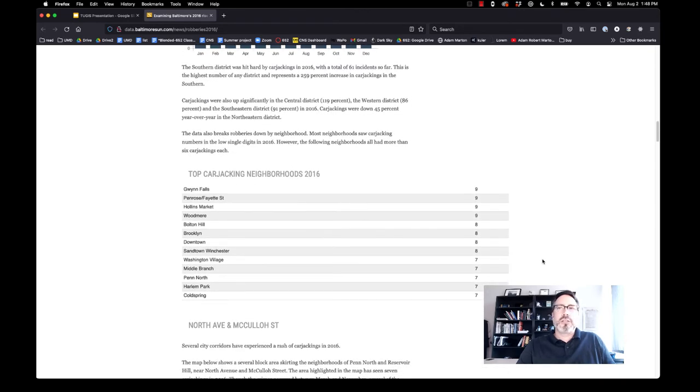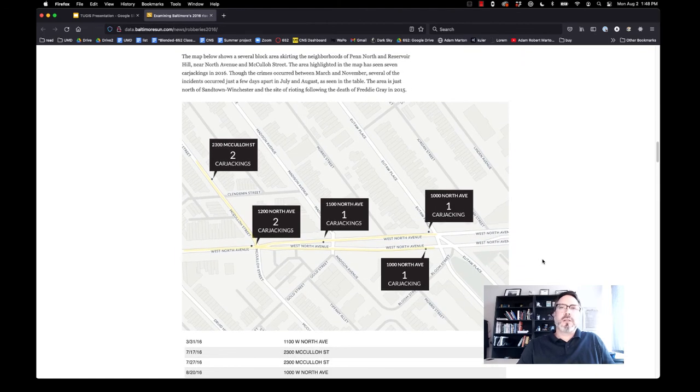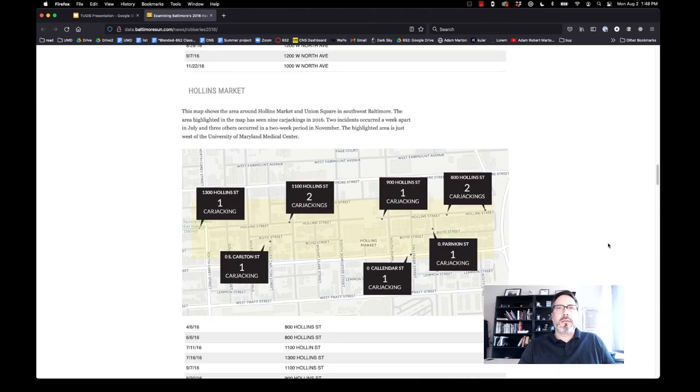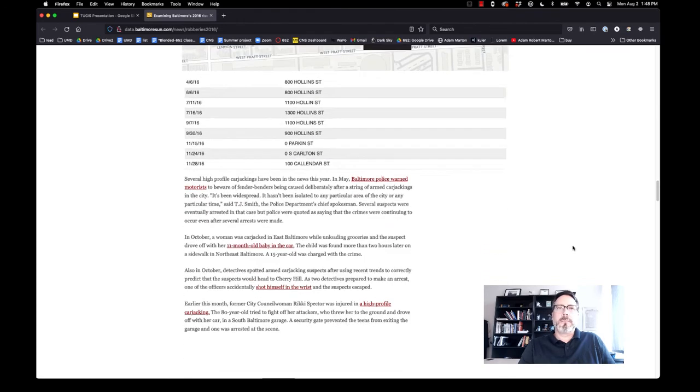We'll look at carjacking by neighborhood. And then I went through and started identifying specific corridors where a lot of carjackings had happened, right? The places where you were most likely to get carjacked in the city. So here's a corridor along West North Avenue near McCullough Street, not far from Sandtown, where a bunch of carjackings had happened. Similarly, around Holland's Market, there had been just a lot of carjackings, and I made these maps in Carto, then brought them into Illustrator, and put these flags on them.